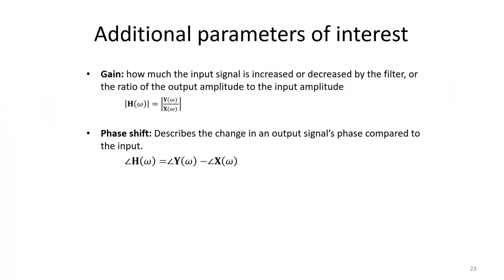There's a few other important parameters that come up when we talk about filters and frequency response. First one is gain. Gain tells us how much our input signal is increased or decreased by the filter or by that frequency response circuit. Basically, it's the ratio of our output amplitude to the input amplitude, or if we use our network function, we see that we just take the absolute value of our output phasor divided by our input phasor.